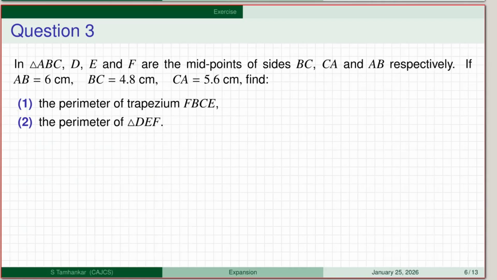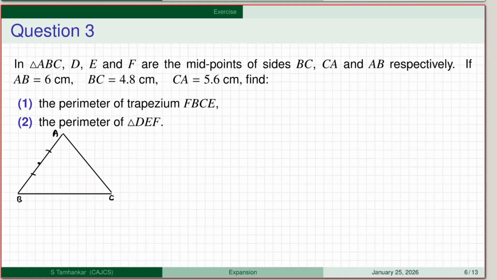So over here, the diagram is not provided. We have to draw it ourselves. So it is triangle ABC. So let me just complete the diagram. This is A, this is B, this is C. And you have D as a midpoint, you have E as a midpoint.